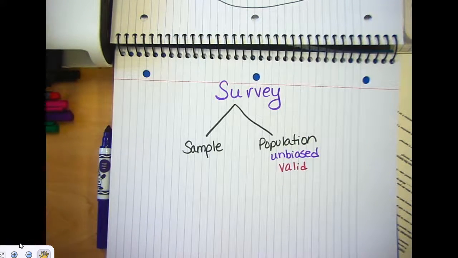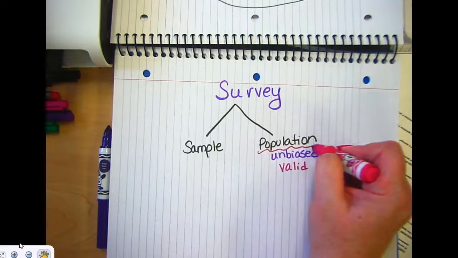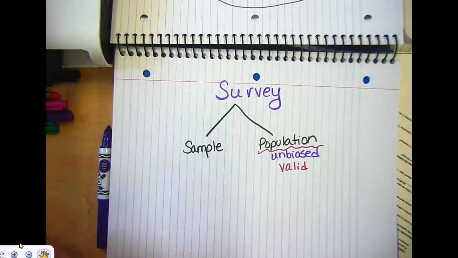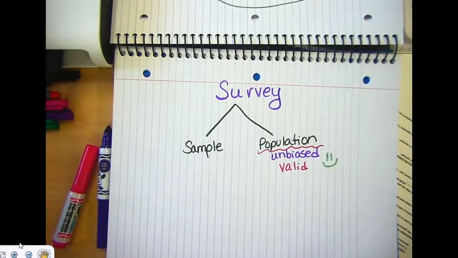If you made sure that if you talk to the population, it's going to be unbiased and it's going to be valid. These are both good things. It's what you want. Okay? But if you collect data from a sample of the population, you have to be careful. Sometimes you're going to get biased or not valid data, and sometimes it's going to be unbiased and valid.